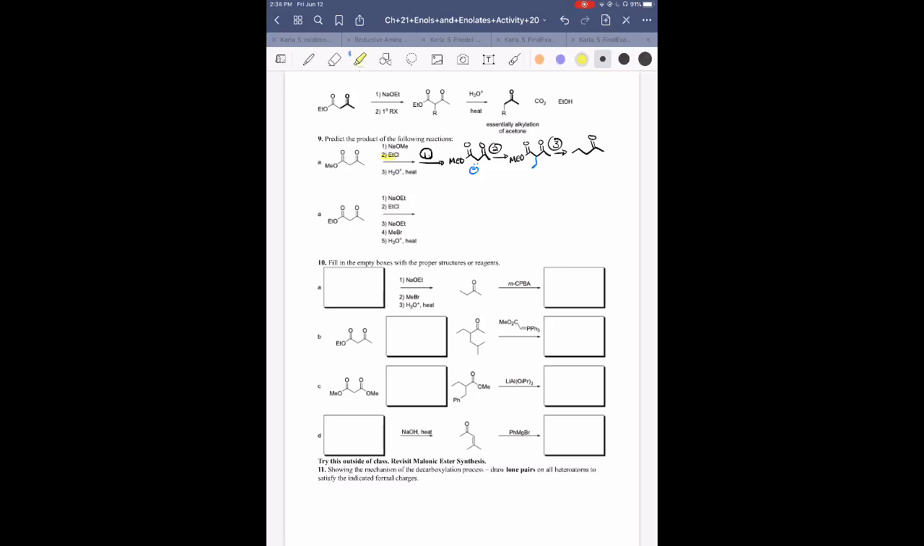We're going to do the same thing for the next one, for B. We're going to do this twice. We're going to add an ethyl group, and we're going to add a methyl group into our alpha position. Remember that we do create firstly an enolate at the alpha position, and then we're going to have our acetone derivative at the end as a product.